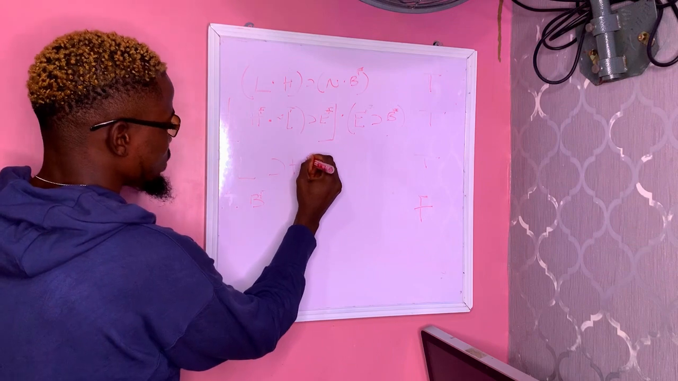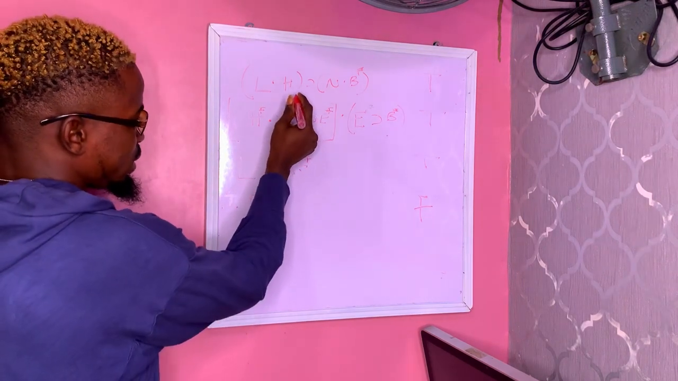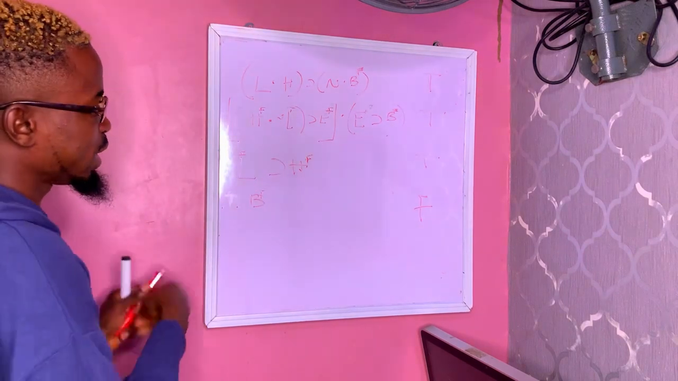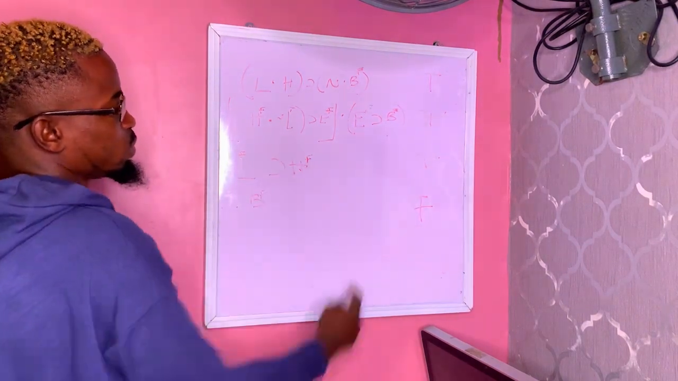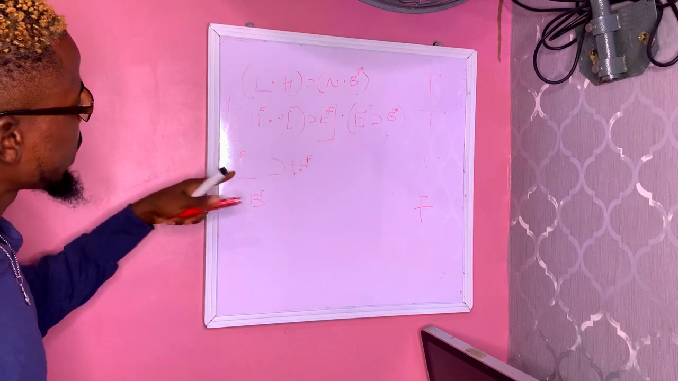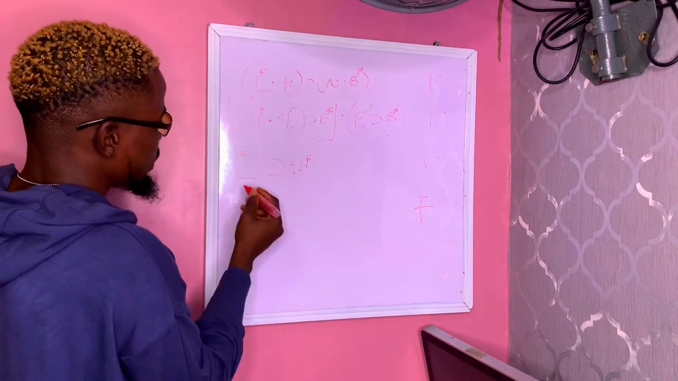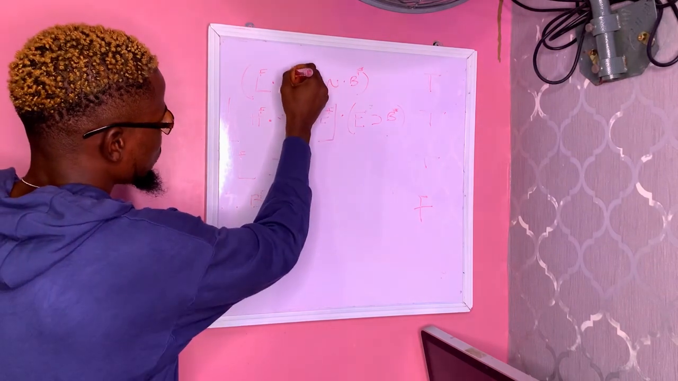H is already false. Don't forget that negation: L is true. That means L will be what? False. So this place is already sorted out. False implies false gives me true. So I already know the value of L. The value of L is already false. Then the value of H is also false.